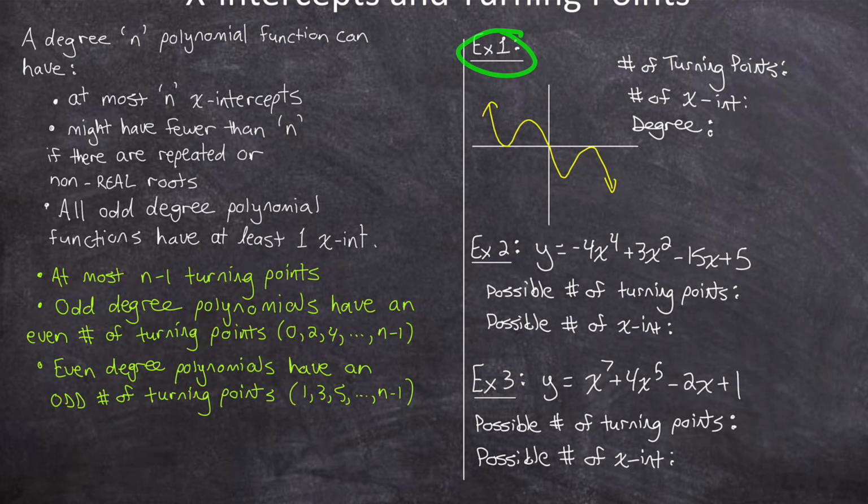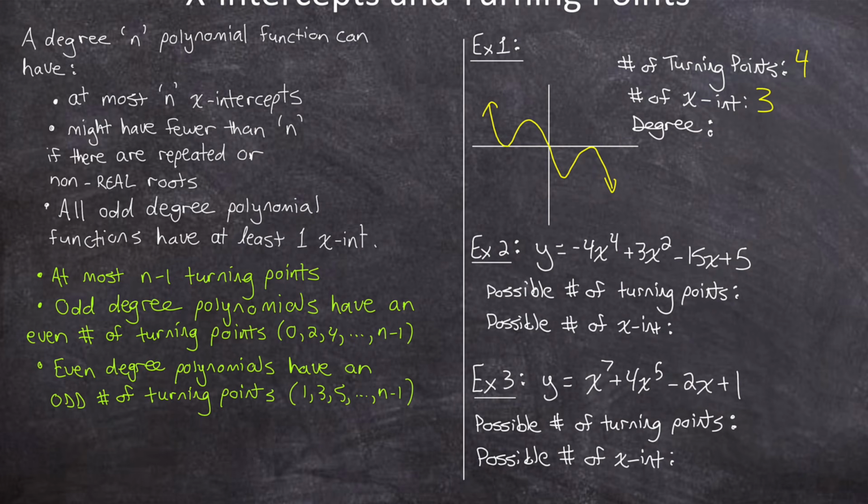The first example, we have the graph of a function, and we're just looking for how many turning points does it have, how many x-intercepts, and what is the degree of the polynomial. A turning point is a place where the function switches between increasing or decreasing or vice versa. And I see that happening in 1, 2, 3, 4 places on this polynomial. So it has 4 turning points. How many x-intercepts does it have? I see it touch the x-axis 1, 2, 3 times. So there are 3 x-intercepts.